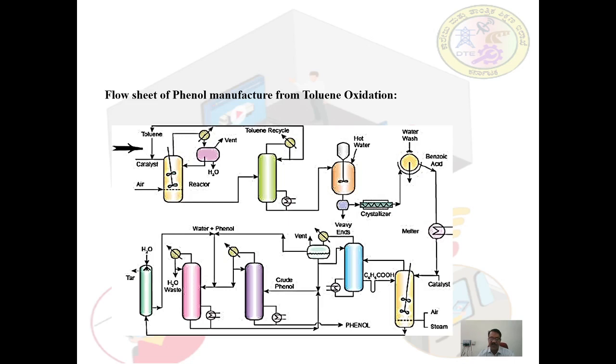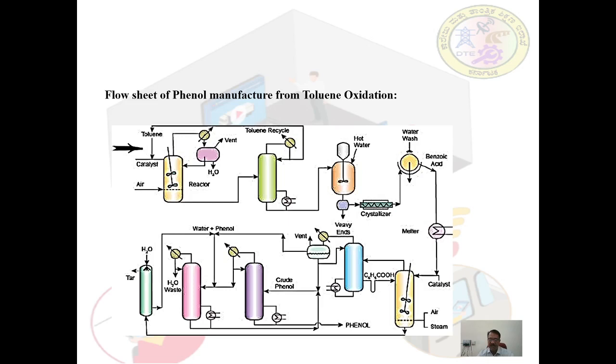The benzoic acid rich hot water stream is sent to a crystallizer where benzoic acid crystals are formed. The benzoic acid crystals are once again washed with water. The benzoic acid crystals are then melted and fed to the second oxidation reactor, which is fed with air and cuprous benzoate catalyst.